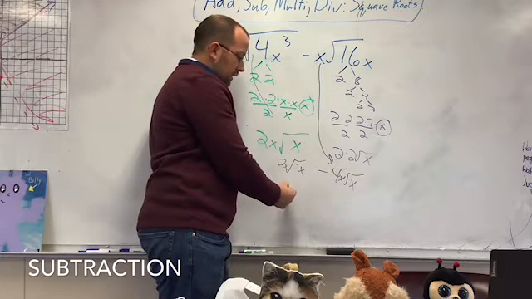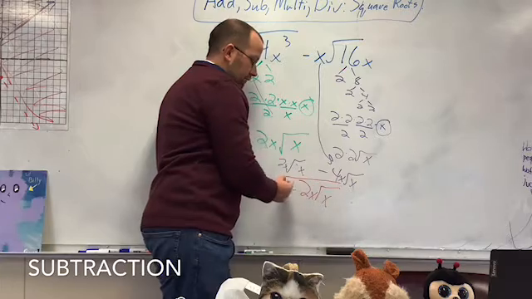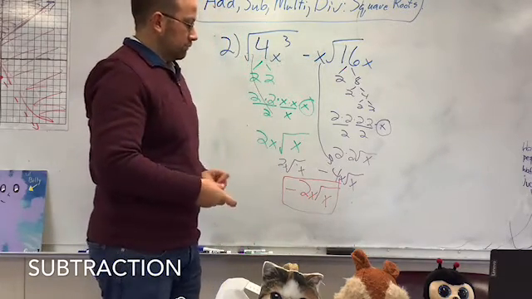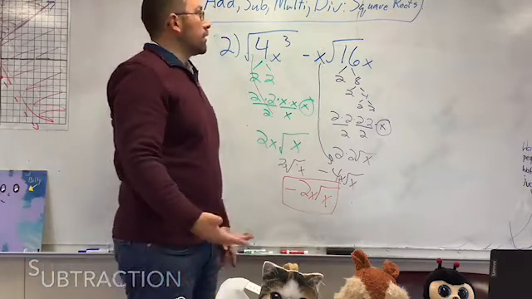So then I combine them. I get negative 2x square root of x. And that is your answer. So that's addition and subtraction. Now we're going to move on to multiplication.